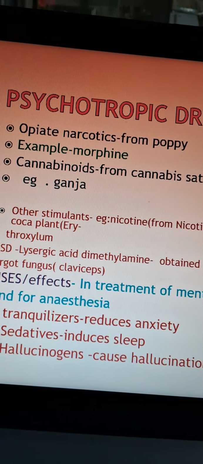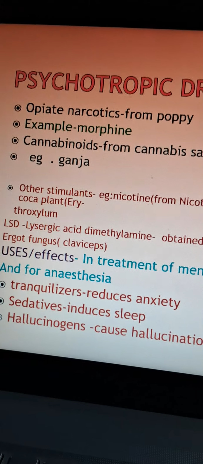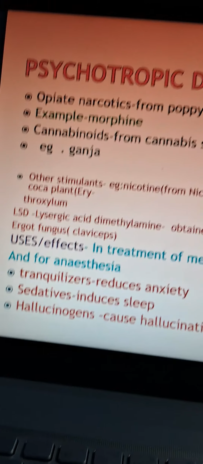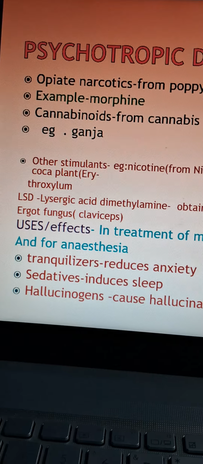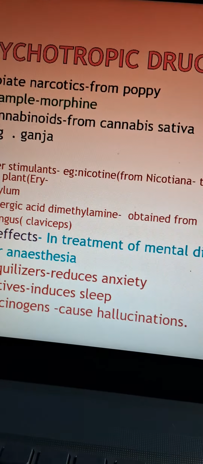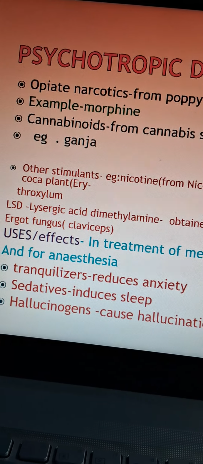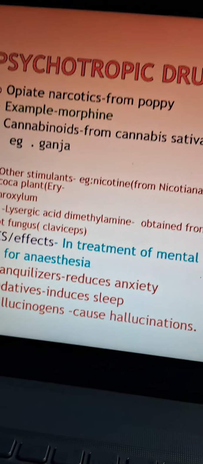Psychotropic drugs are mind-altering drugs and include the opiate narcotics from poppy, for example morphine, cannabinoids from cannabis sativa, and other stimulants such as nicotine from nicotiana tobacco, cocaine from cocoa family, etc. LSD, lysergic acid diethylamide, obtained from ergot fungus of claviceps. Use and effects: in treatment of mental disorders and for anesthesia, some psychotropic drugs are used.